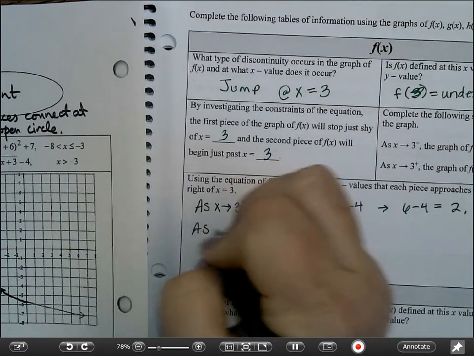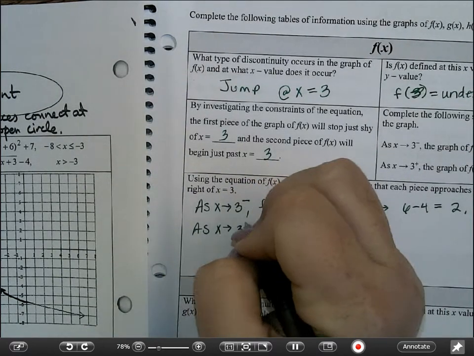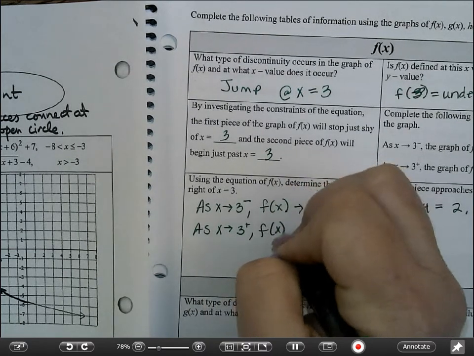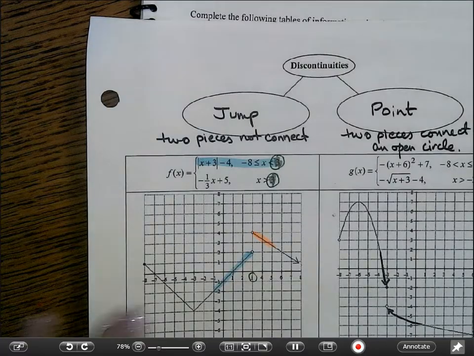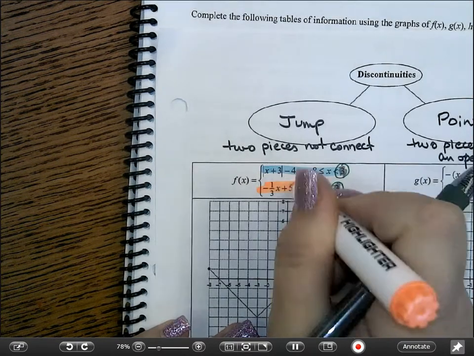And then we go as x approaches 3 from the right, which means I am going to be in my linear equation.